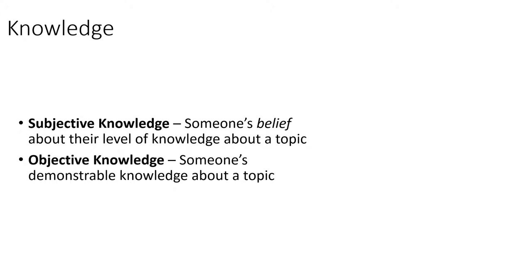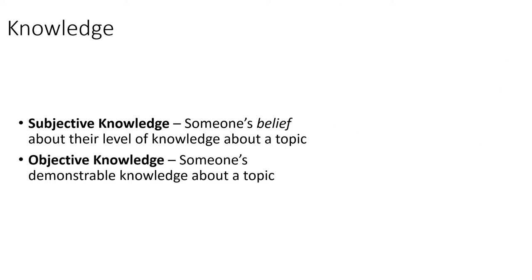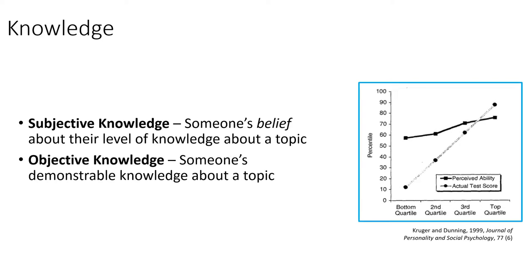Marketing researchers often collect information about a consumer's knowledge as well. It's important to keep in mind that there's two types of knowledge that we're often interested in measuring, sometimes both, or sometimes just one, depending on the particular situation. First, there's subjective knowledge. This is someone's belief about their level of knowledge about a topic. So this isn't actually what they know, it's how much they think they know. Objective knowledge is someone's actual demonstrable knowledge about a topic. It's important to separate these two concepts because these two things are rarely in alignment.